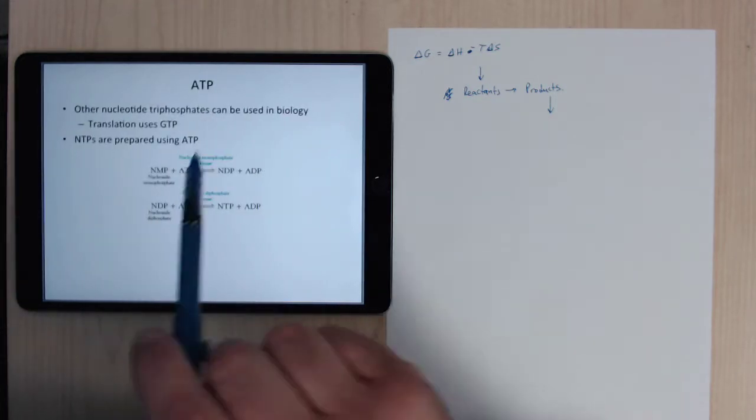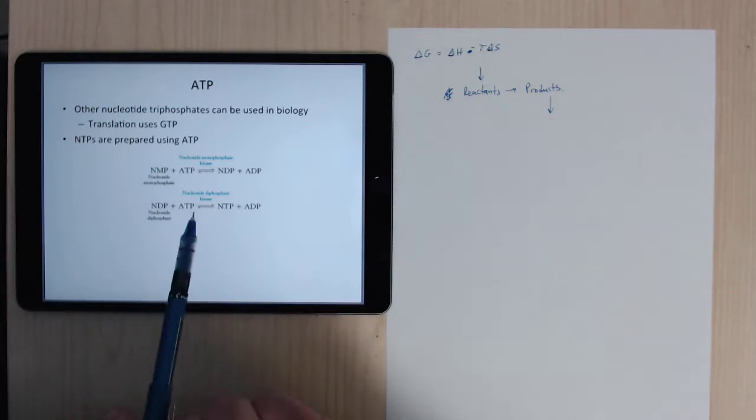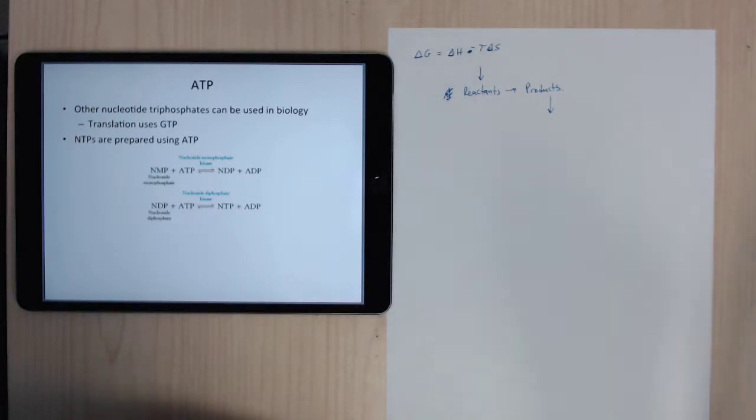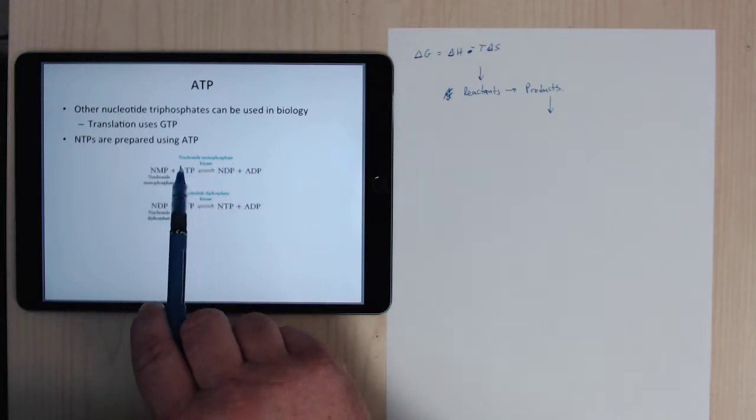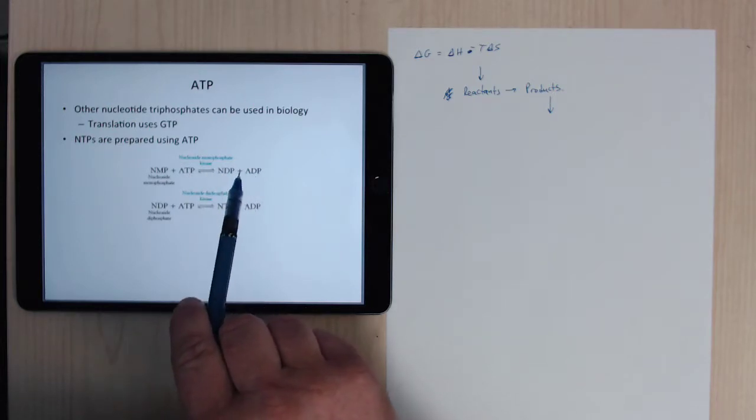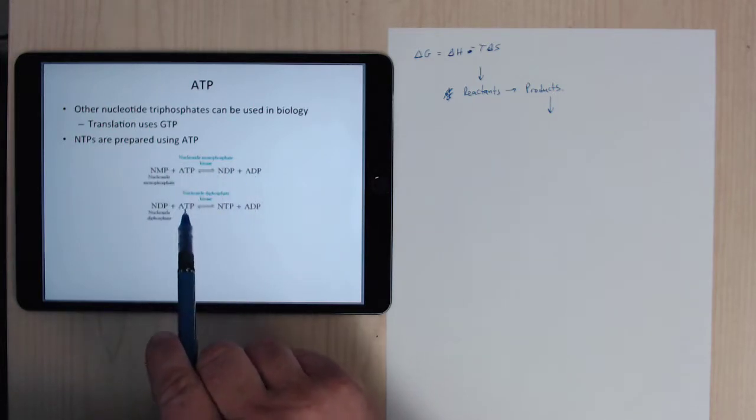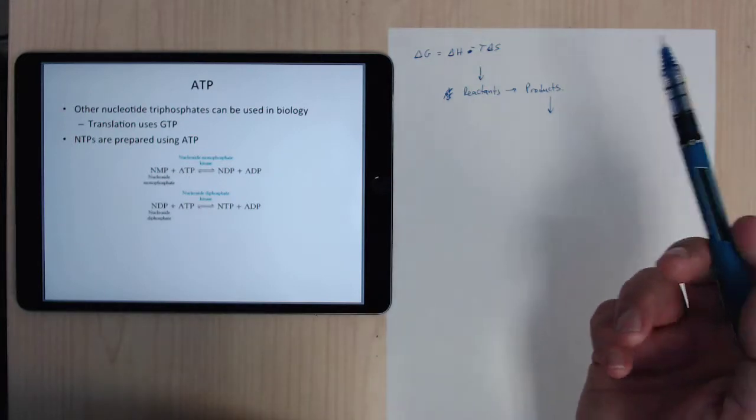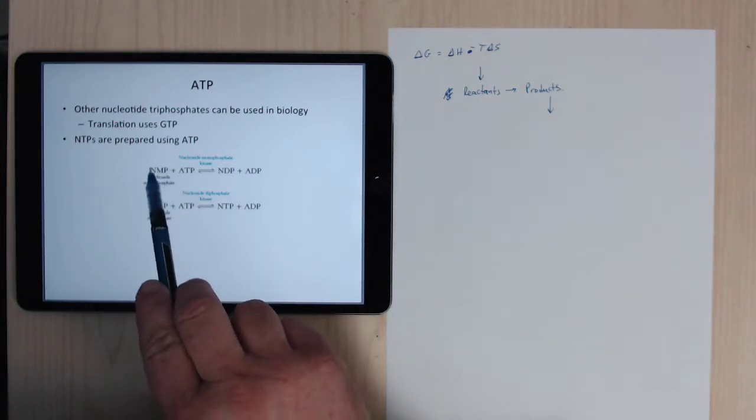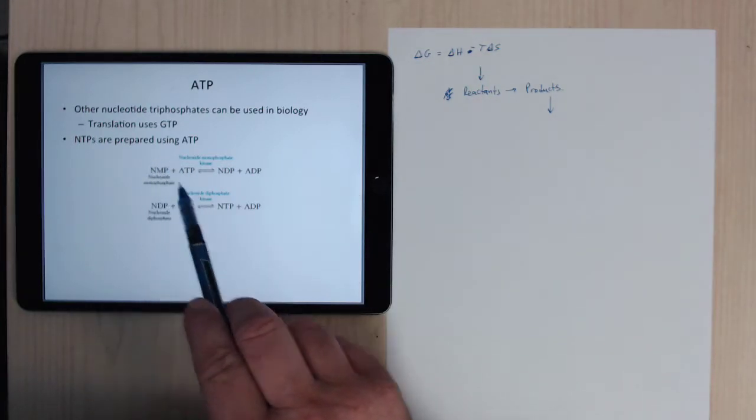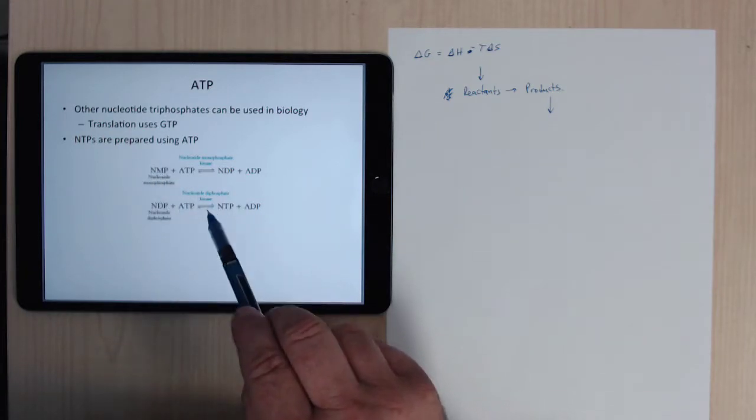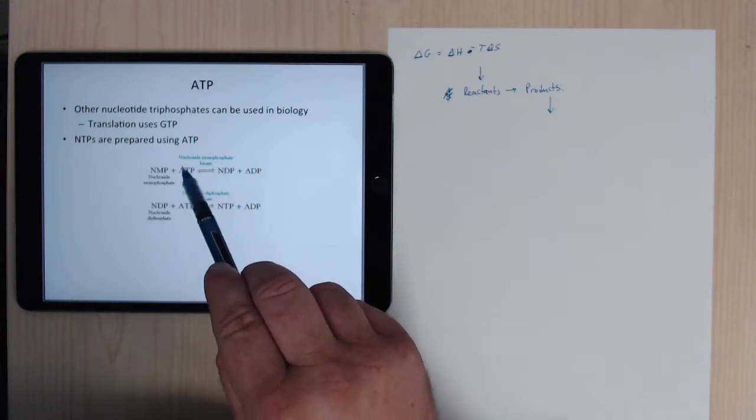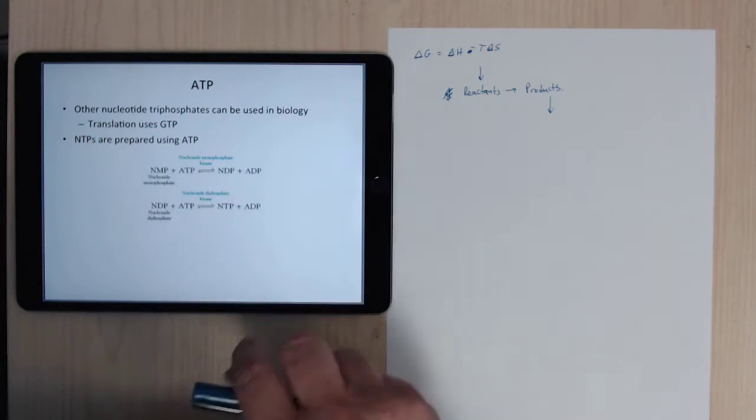If we need to make the other ones, things like GTP, CTP, UTP, whatever, typically those are actually made from the monophosphates, and then you just burn ATP in order to be able to create them. In this case, ATP provides an additional phosphate. So in order to go from a mononucleotide to a trinucleotide, you would actually burn 2 ATP molecules, each providing 1.